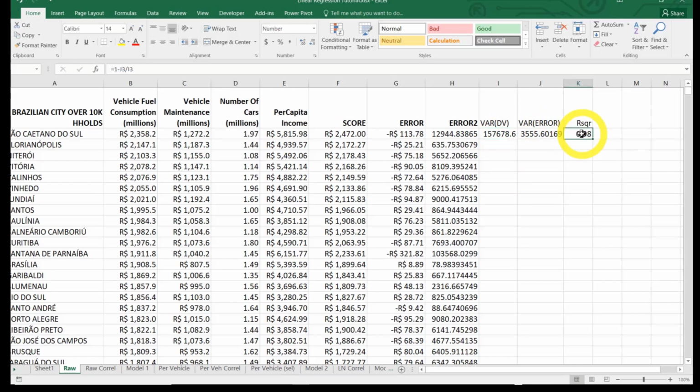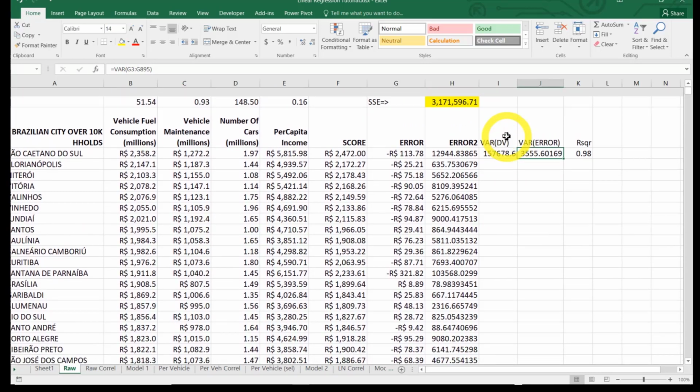And what is the interpretation of that? What does that 0.98 mean? It says that we were able to explain, to correctly estimate 98% of the variance in fuel consumption. In other words, our error was only about 2%. And what is 3,555 over 157,678? It is about 2%. So our error, we were able to explain 98% of fuel consumption.